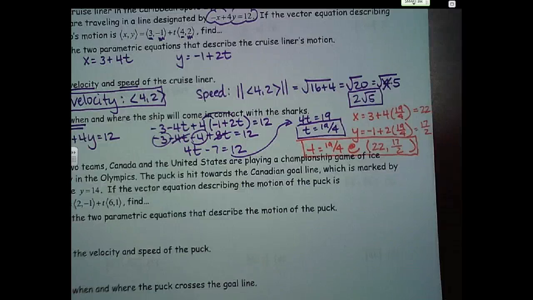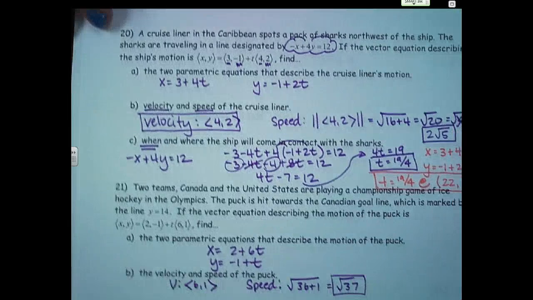Okay? All right, now then, I want you to do 21, and then we're going to check it. So I'll give you some time. Do number 21. You want to get good at these because they're on your quiz tomorrow.